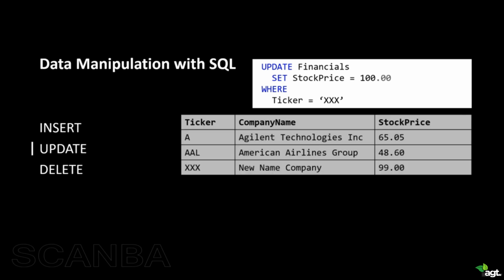For example, this command sets the stock price to 100 for a record with the ticker equal to XXX. If a where clause is not specified, then all rows in a table are updated.